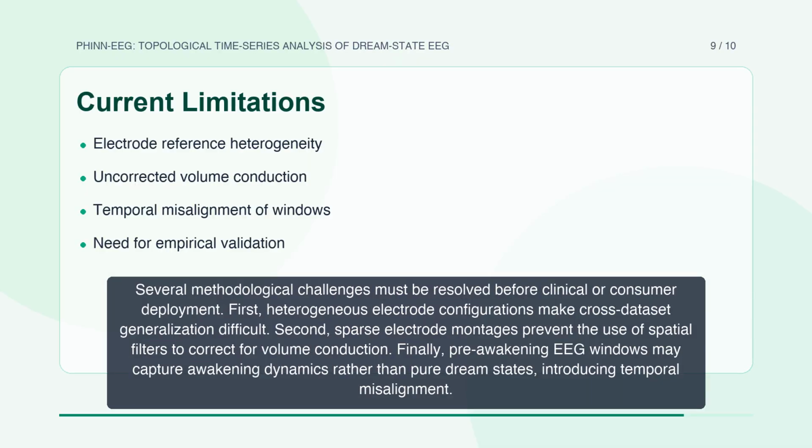Several methodological challenges must be resolved before clinical or consumer deployment. First, heterogeneous electrode configurations make cross-dataset generalization difficult. Second, sparse electrode montages prevent the use of spatial filters to correct for volume conduction. Finally, pre-awakening EEG windows may capture awakening dynamics rather than pure dream states, introducing temporal misalignment.